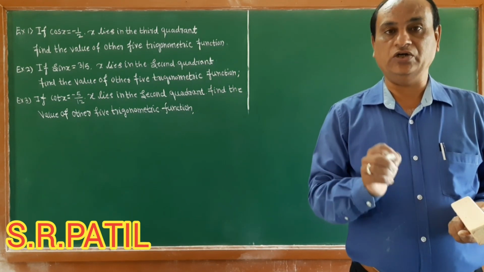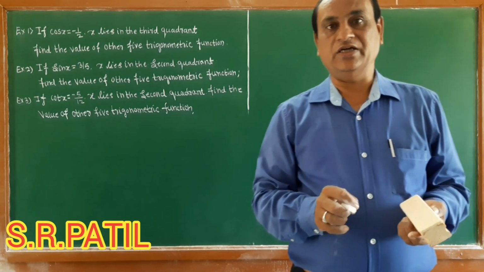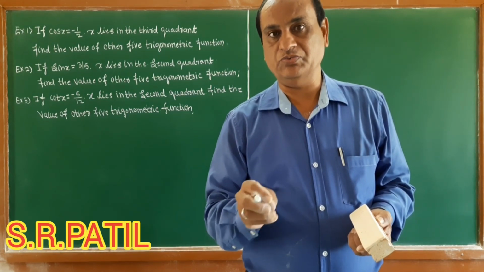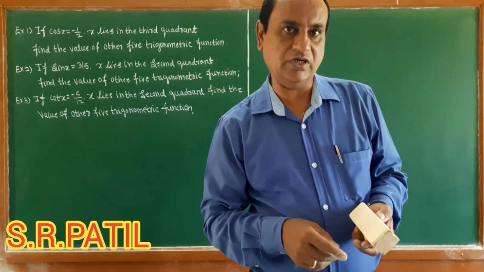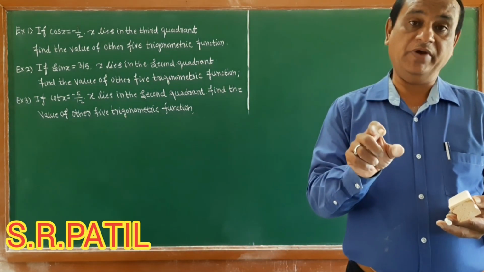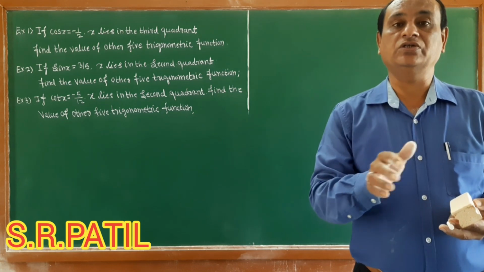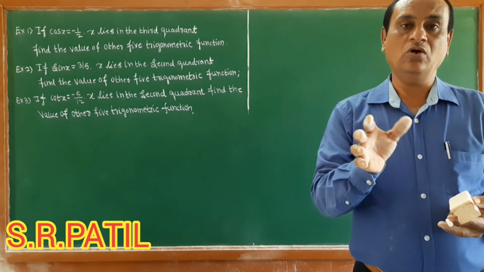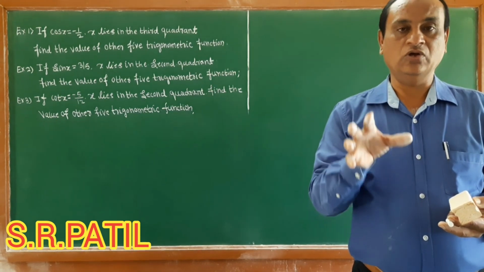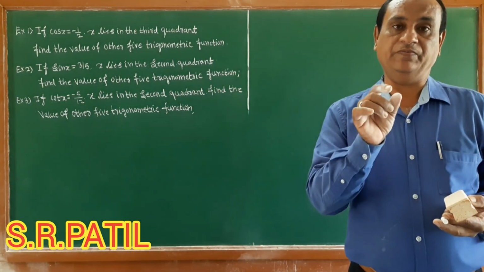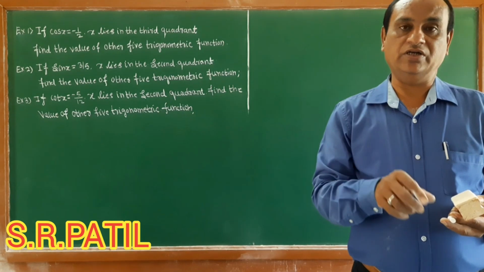In the fourth quadrant, 270 degrees to 360, cos is positive, and 1 by cos, that is sec, is positive. The remaining 4 trigonometric functions are negative. So this is the quadrant rule, or the ASTC rule. These 3 problems depend on the quadrant, so that is the rule.